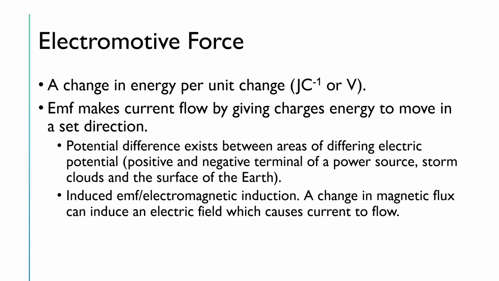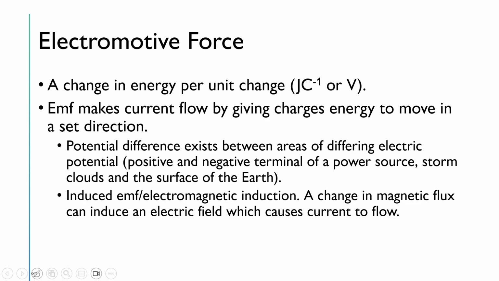So first off, the electromotive force. It's a change in energy per unit charge. This should be a familiar definition already. That's joules per coulomb, which is volts essentially. An electromotive force essentially makes current flow by giving charges energy, which allows them to then move in a set direction. So we've already looked at things which cause current to flow, for charges to get energy and to move.